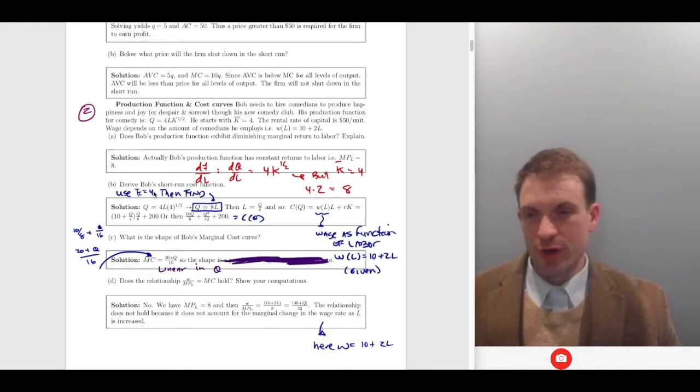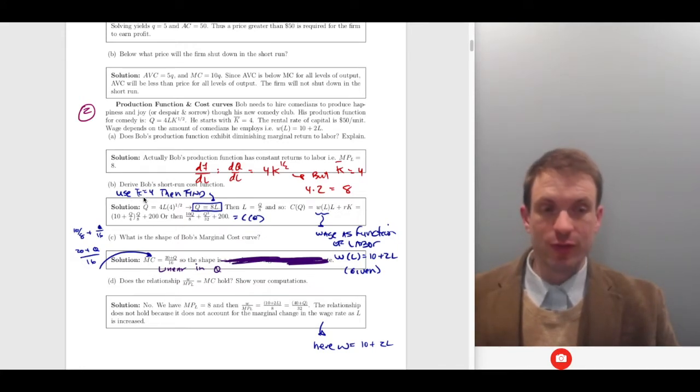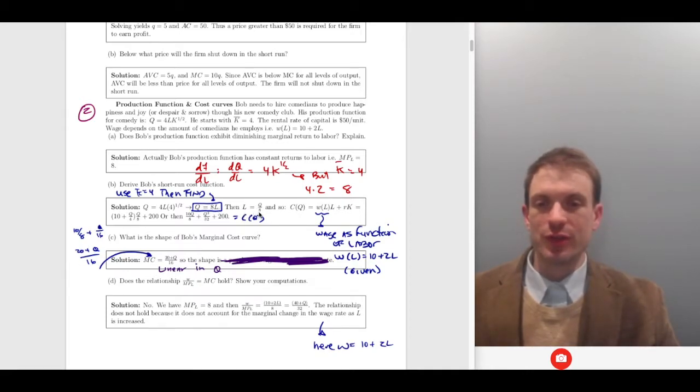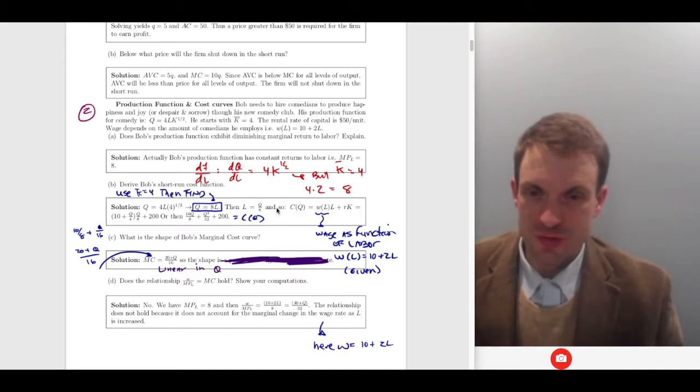Derive Bob's short-run cost function. All right, so short run, we have a fixed level of capital. It's at 4. So now what we want to do is find the use of labor. So Q is equal to 4L times 4 to the half, or that's going to be 2 times 4 times L, so 8L. Solving for L, we get L is equal to Q over 8.